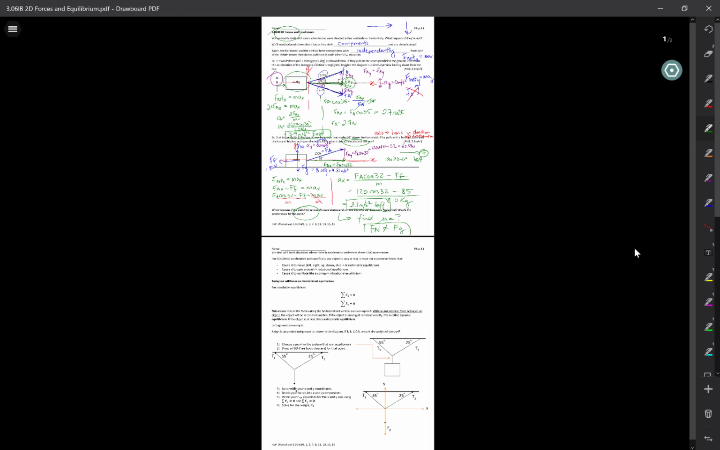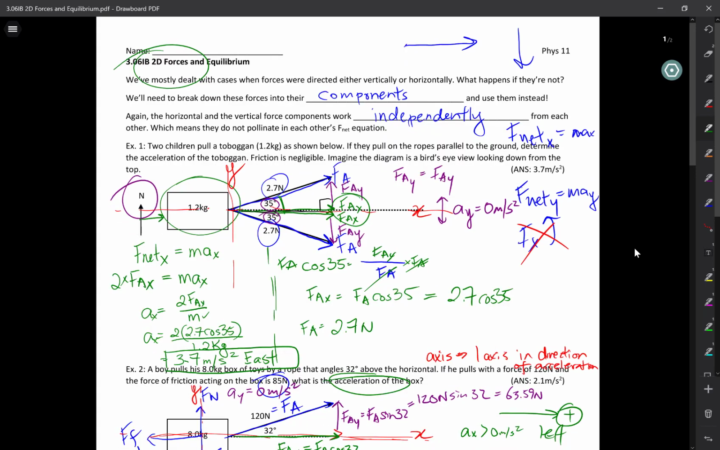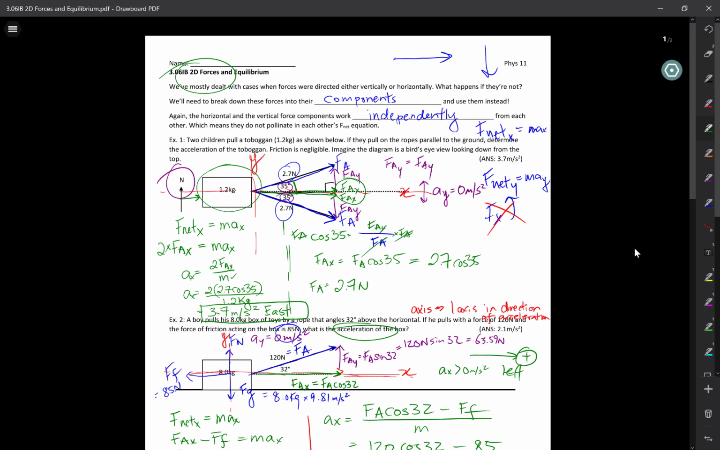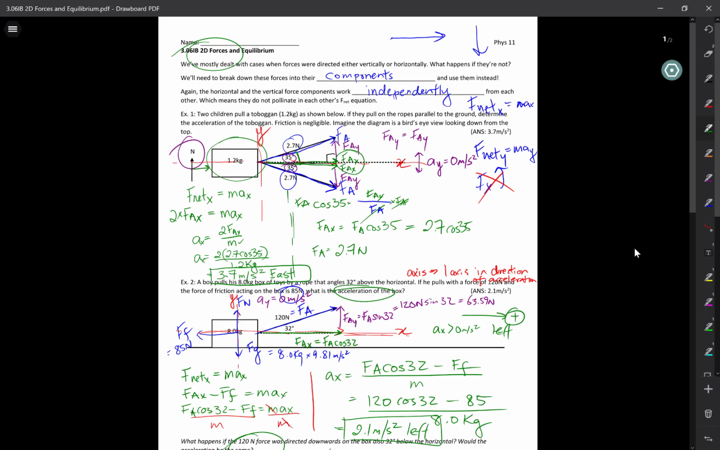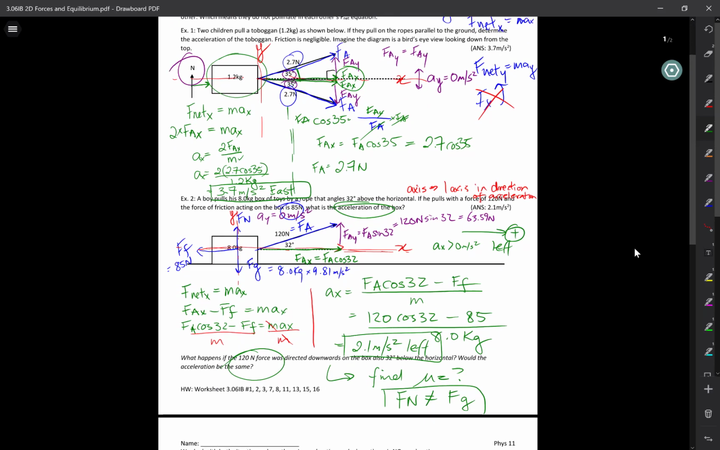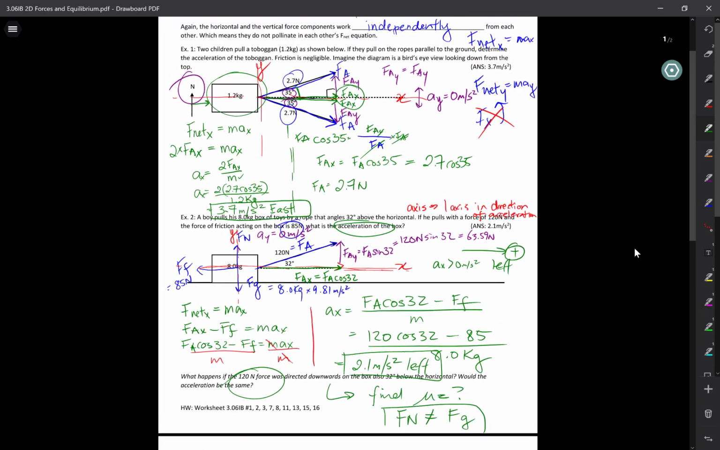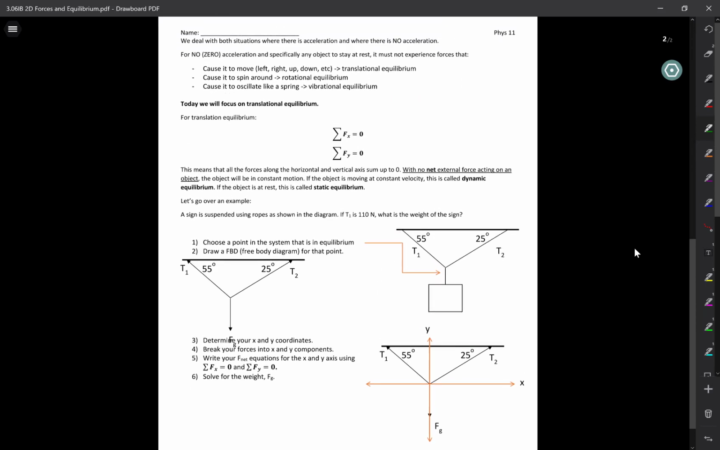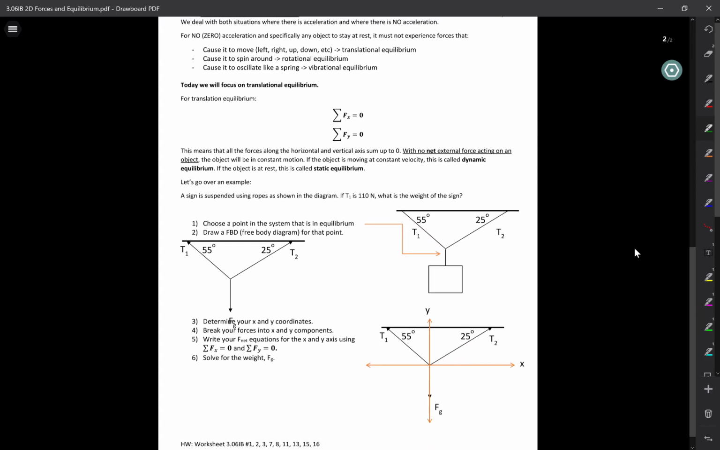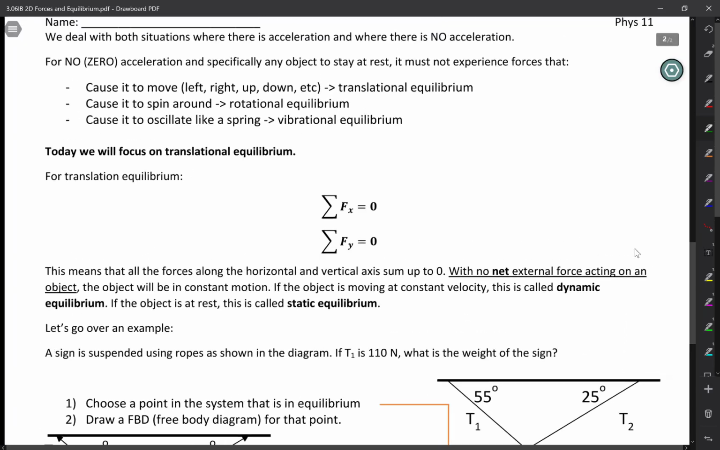Welcome back to the second part of this video on 3.06 forces and 2D forces in equilibrium. In the first part of the video, we looked at how to break your forces into components and use them in your F-net equations. But we've dealt with acceleration cases. But what happens if there is no acceleration? How does the case change, and what kind of special situations do we have then? So, without further ado, let's progress and get this done.